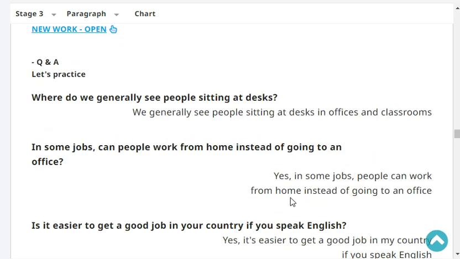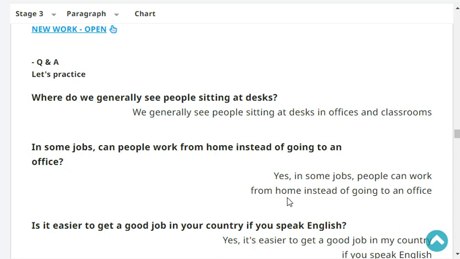In some jobs, can people work from home instead of going to an office? Yes, in some jobs, people can work from home instead of going to an office.